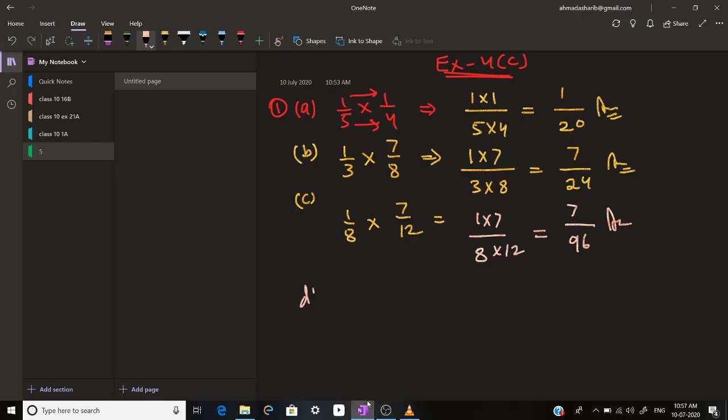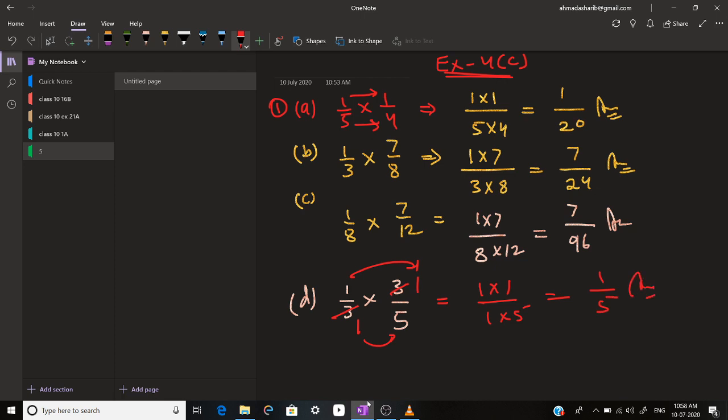Okay students, now D part of question number 1 is 1 upon 3 multiply by 3 upon 5. Okay, now in this question students, as you can see here, we can reduce the number in cross. Okay, if there is a number which can be reduced in cross, then we have to reduce it. Okay, so 3 ones are 3 and 3 ones are 3. 3 cancels each other. Now we have got 1 into 1, this 1 into 1 and this 5 into 1. Okay, so answer is 1 upon 5.